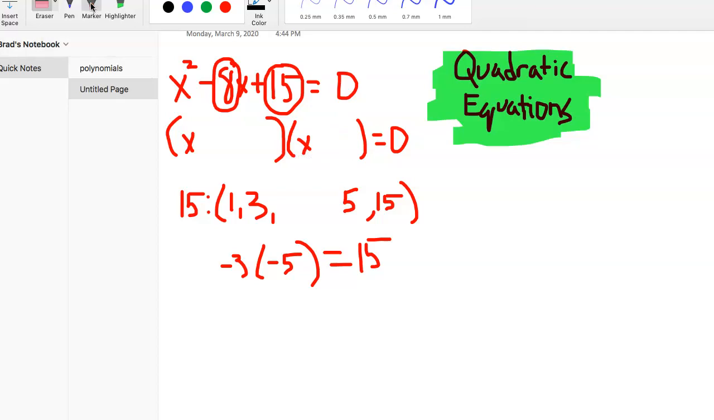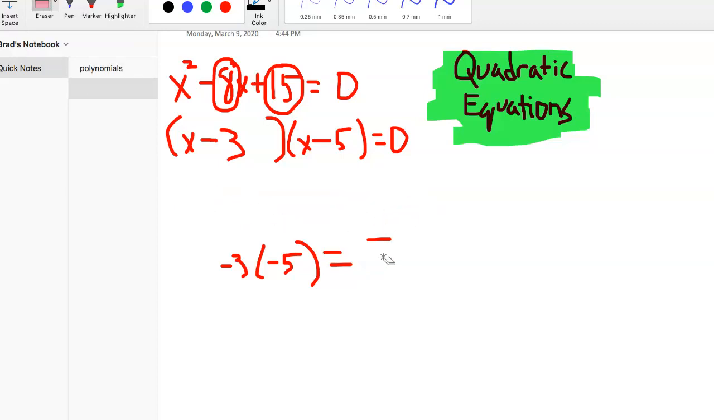Okay, get my pen back. All right, so if I go x minus 3, x minus 5 equals 0. And I'll go ahead and erase this factoring stuff that I did, so we have some room to work with and it doesn't get all confusing and weird looking.